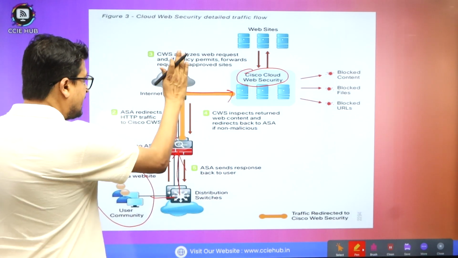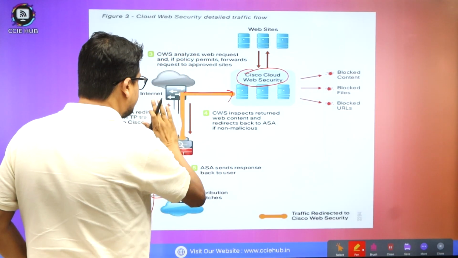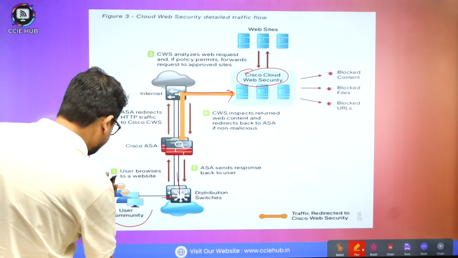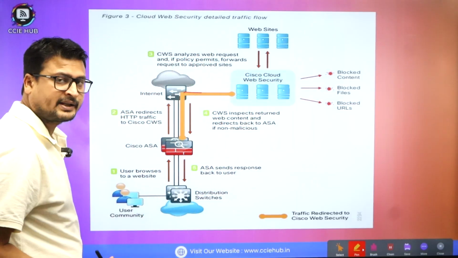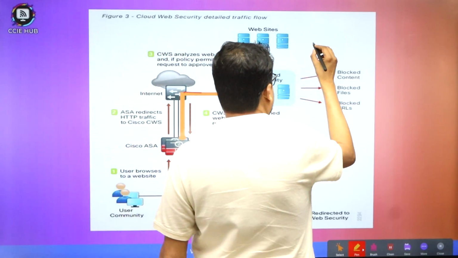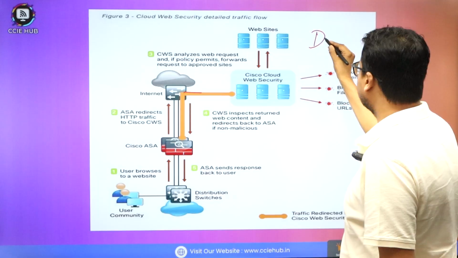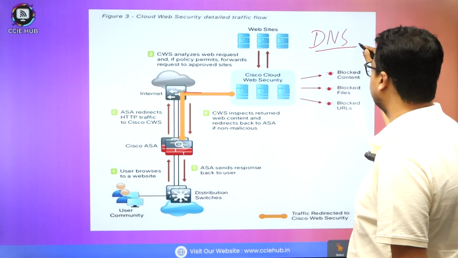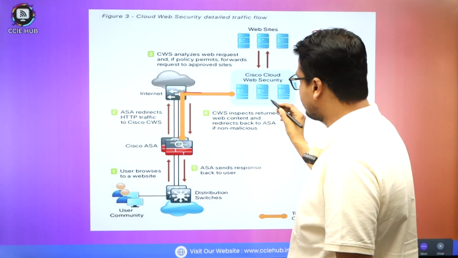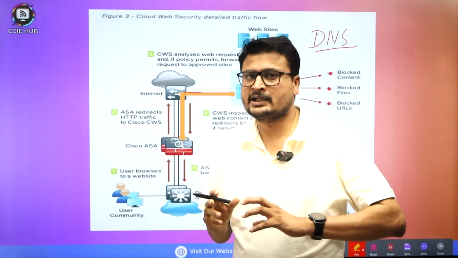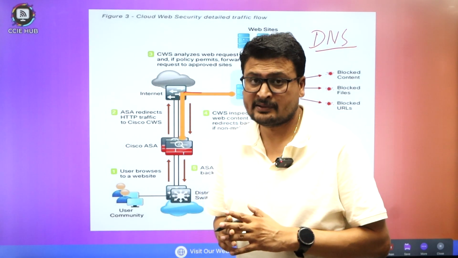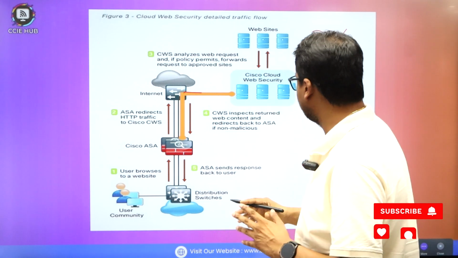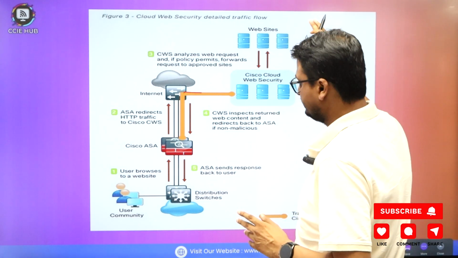Understood? So the most important part you guys have to understand is that this entire cloud web security works based on DNS. So the major factor here is DNS. These servers will have dedicated DNS servers. Cisco Umbrella uses 2 DNS servers. So what happens in this DNS server?